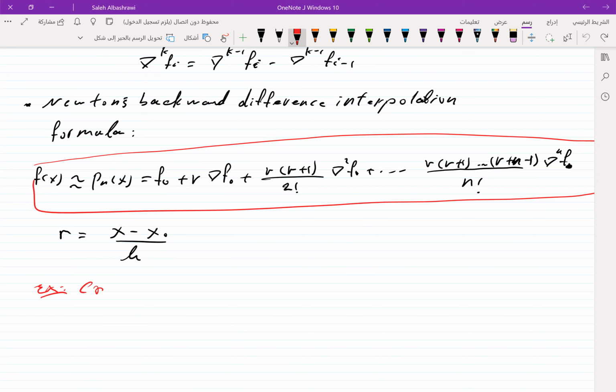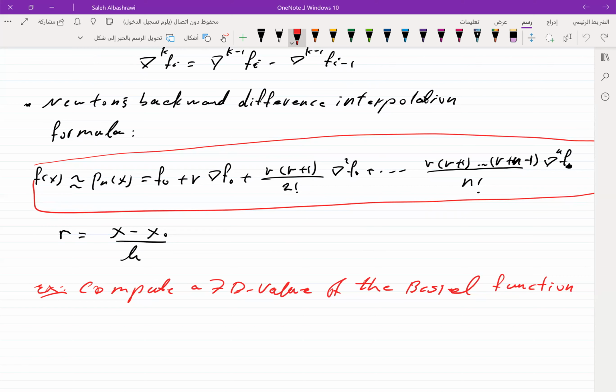Compute the 7 decimal places value of the Bessel function J sub 0 of x, for x equal to 1.72, from the given table.